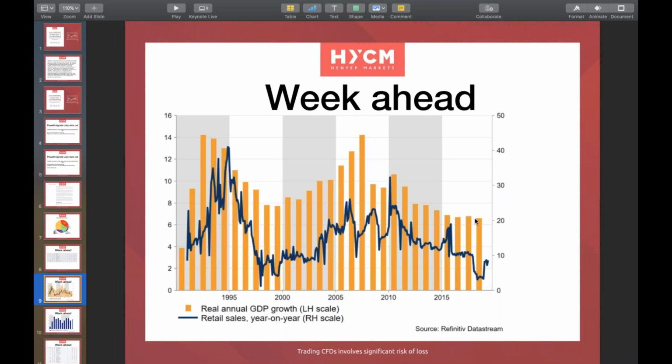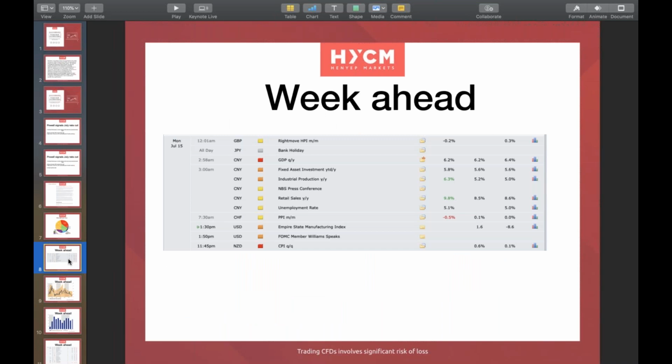Obviously, the US-China trade war has been slowing down Chinese GDP growth, and the market is at the moment trying to understand what this means. Now, this figure of 6.2 was expected. It wasn't a big surprise to the market. But there was a rally in the Australian dollar overnight, because some of the Chinese data was better than expected. Industrial production year-on-year came in at 6.3% versus 5.2% expected, and retail sales came in at 9.8% versus 8.5% expected.